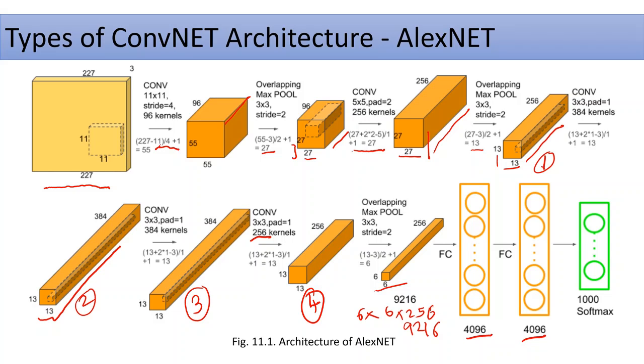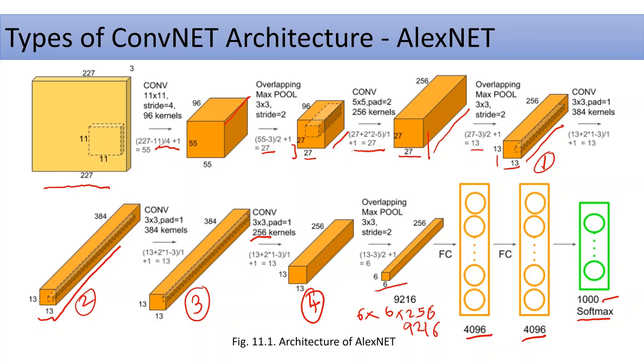Then we'll add 2 hidden layers which are fully connected, and we will use the softmax activation that we had learned with 1000 neurons. 1000, this is basically our output. So we have total 1000 classes, so we have 1000 outputs. That's it for AlexNet.